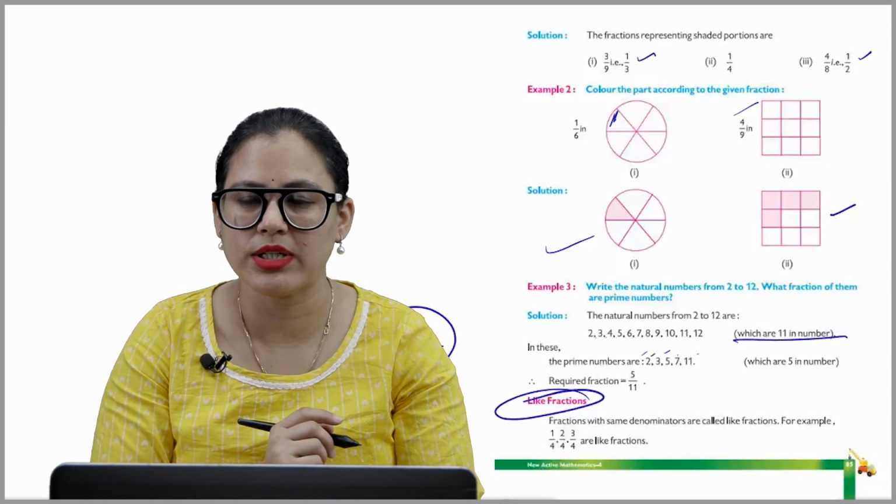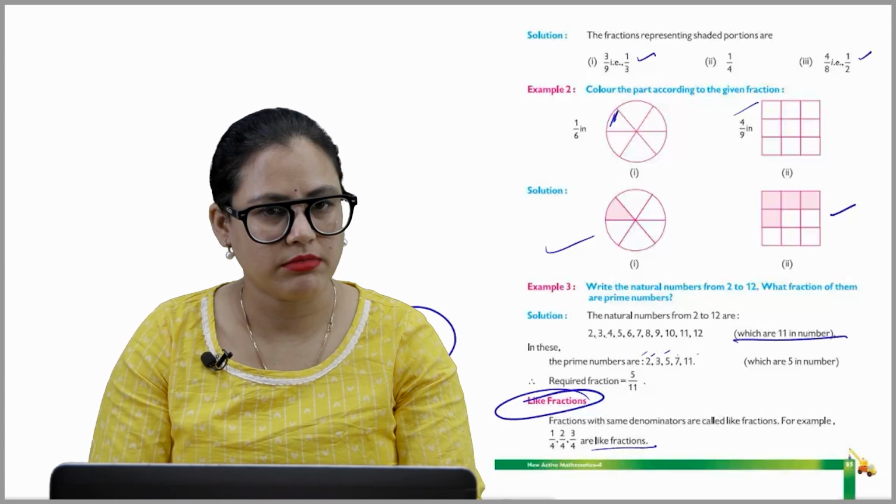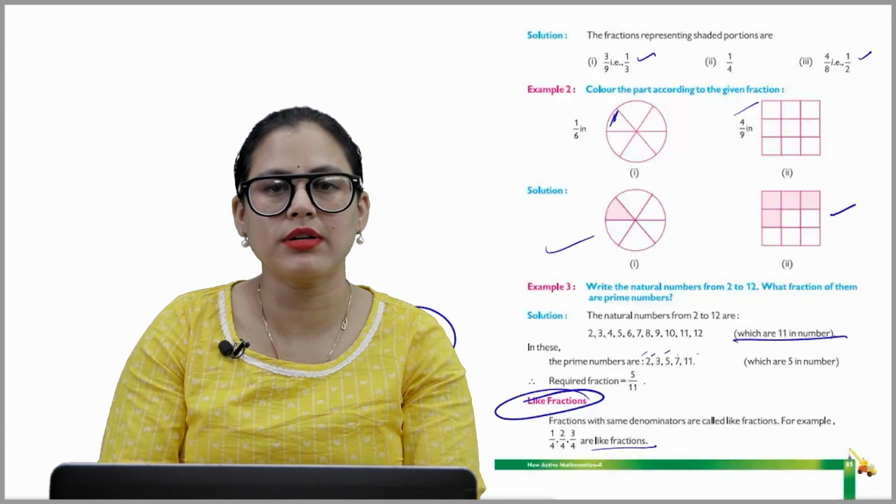Fractions with the same denominators are called like fractions. For example, 1 by 4, 2 by 4, 3 by 4 are like fractions. All these fractions have the same denominator.